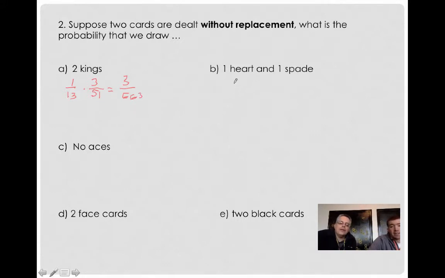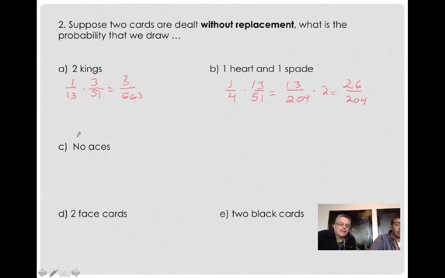All right, next one, 1 heart and 1 spade. Well, heart would be 1/4. Again, 1 card is gone, so we only have 51 cards now. So that would be 13 out of 51, because there are 13 spades. So that'd be 13 over 4 times 51, 204. But we're not done yet, because we didn't say what order. That's true. So we'd have to multiply it by 2, because you could get the spade first and then the heart. 26 out of 204. Correct. 2 ways this can happen.